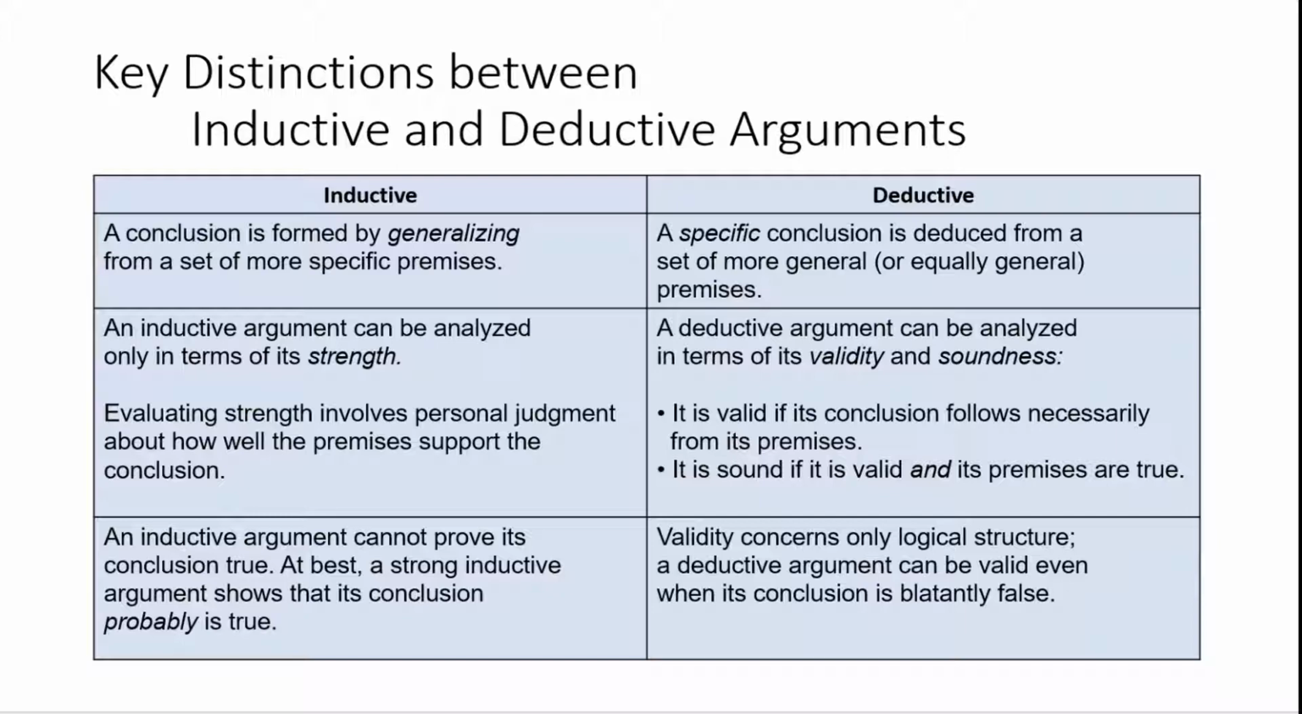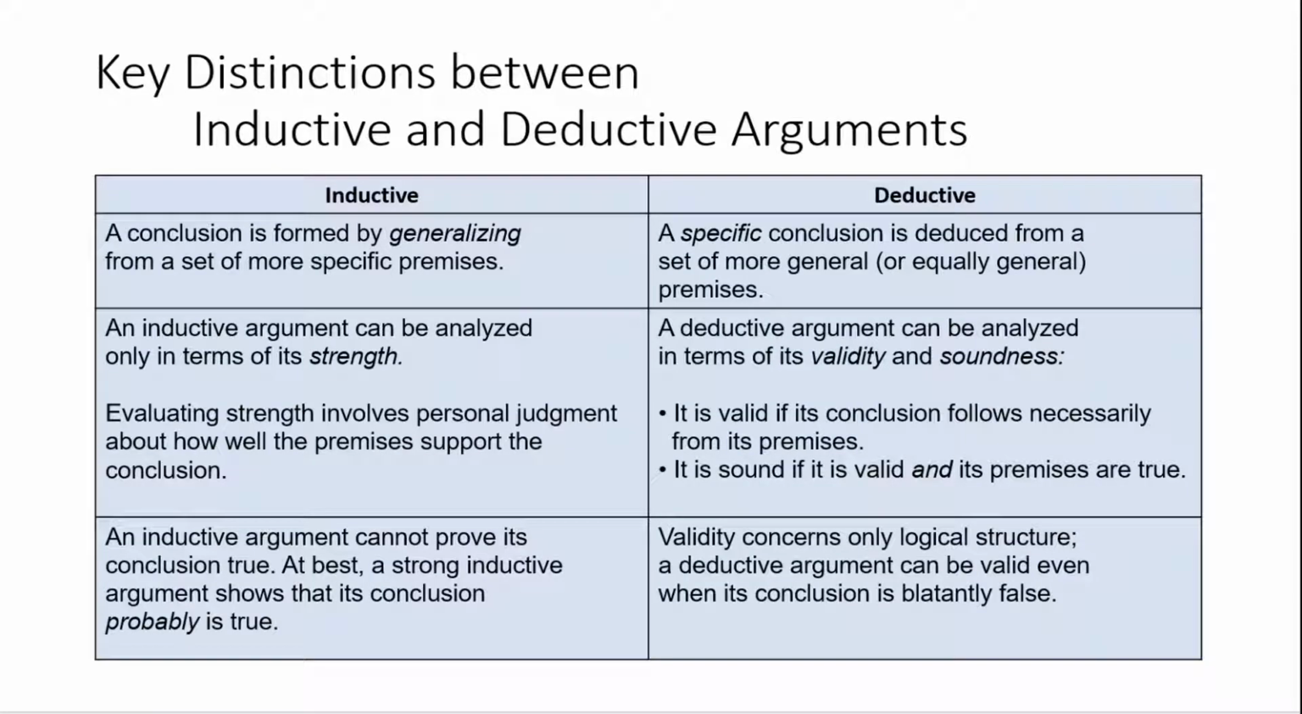And finally, the last block. An inductive argument cannot prove its conclusion true. At best, a strong inductive argument shows that its conclusion probably is true. Now contrast that to deductive. Validity concerns only logical structure. A deductive argument can be valid even when its conclusion is blatantly false.